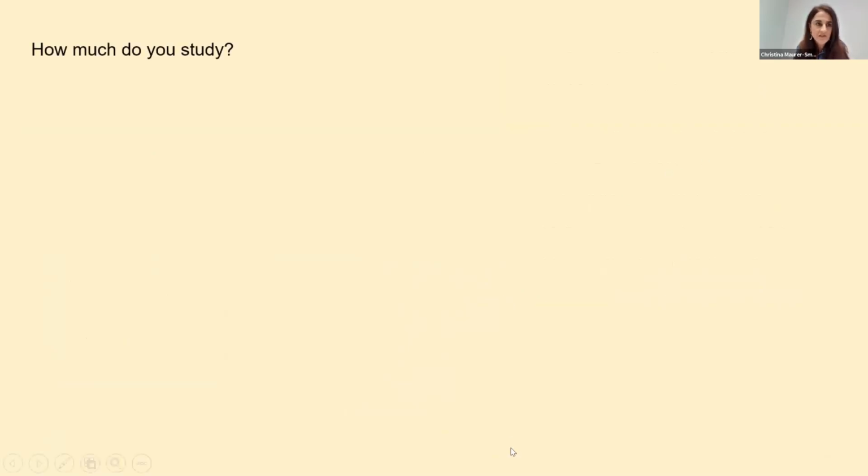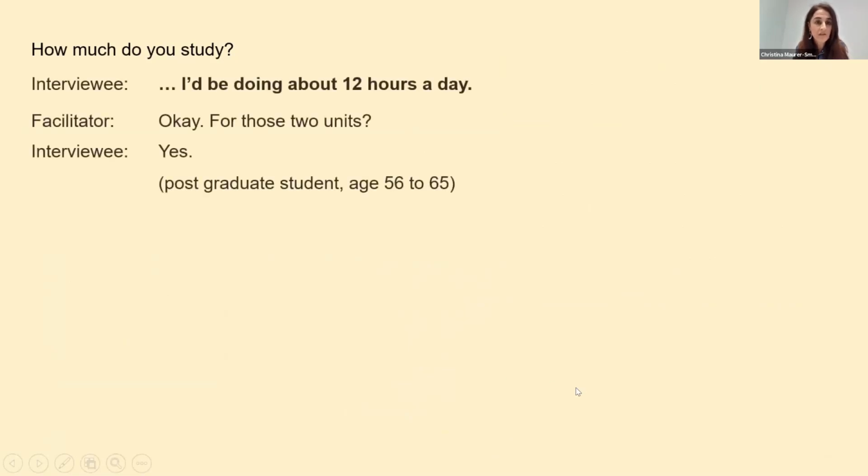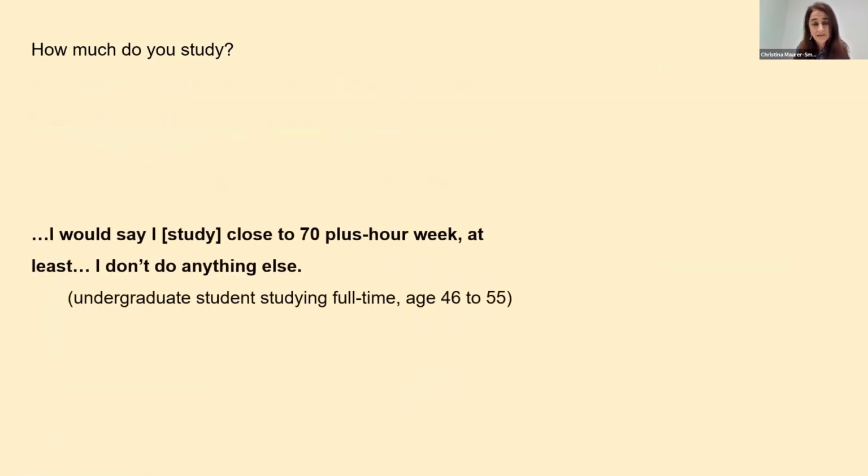Okay, so in our study, we asked the students, how much do you study? And a significant theme to come up was the amount of time and effort that the students had to invest in their studies. So this was a graduate student and he only had 2 units and he was studying 12 hours a day. This full-time student said that she was studying 70 or more hours per week, which is almost twice as much as meant.